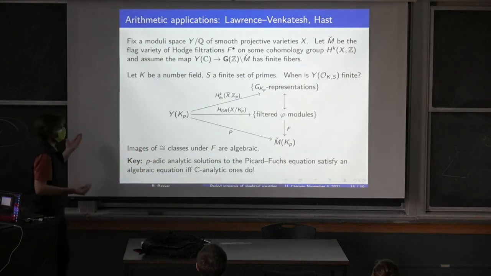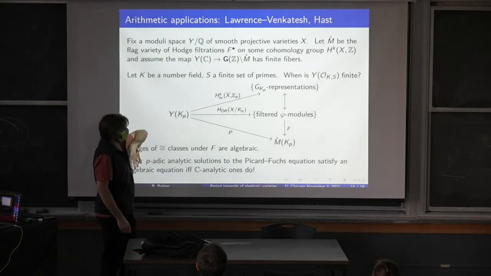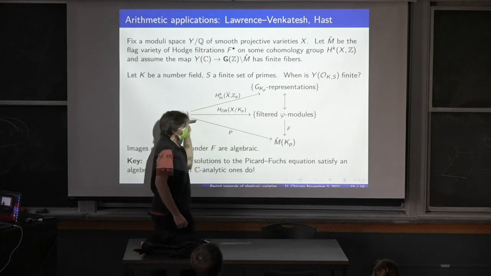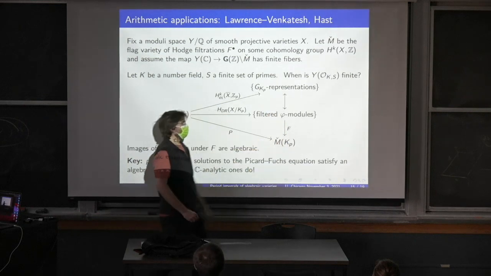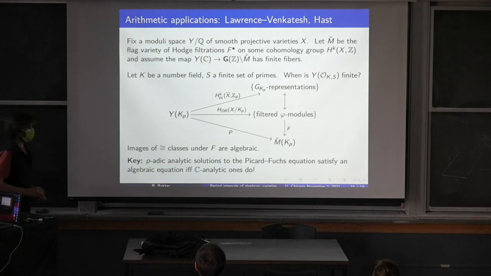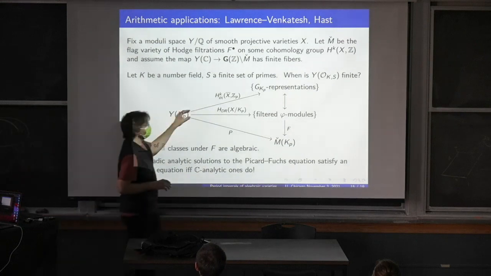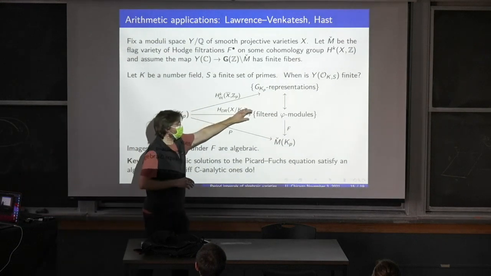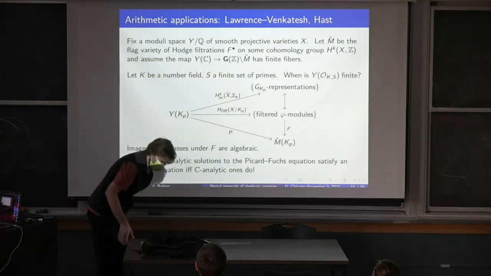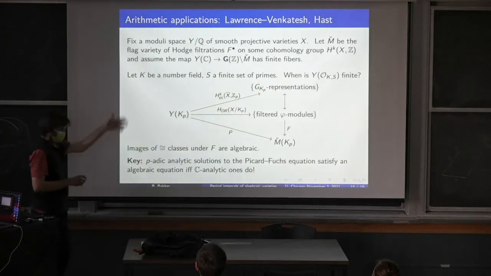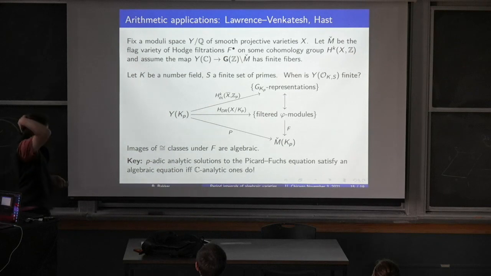So indeed, you can use the transcendence over C to say something about how this map intersects the isomorphic filtration loci, and thus conclude something about the finiteness of the fibers of this p-adic period map. Okay, so again, I apologize, that's going through it very quickly.